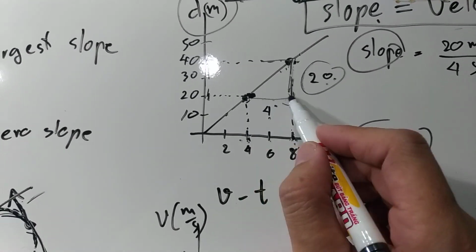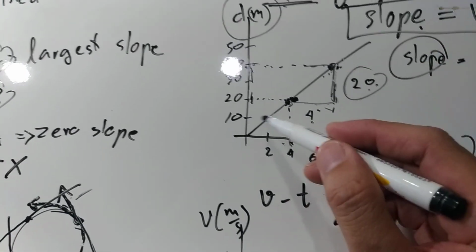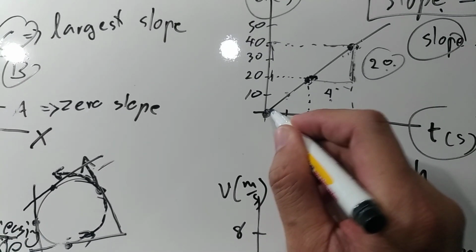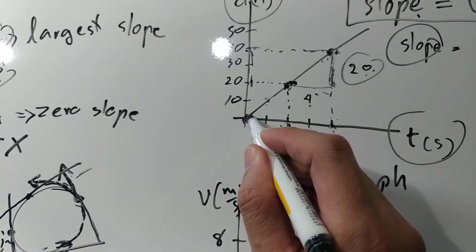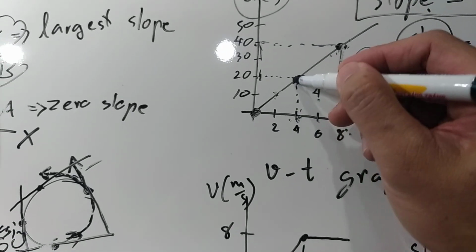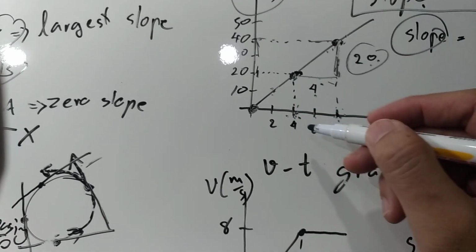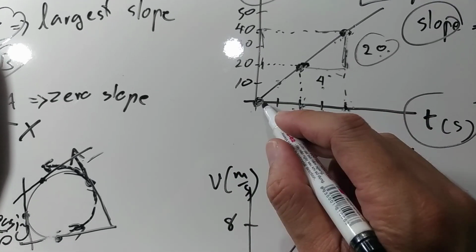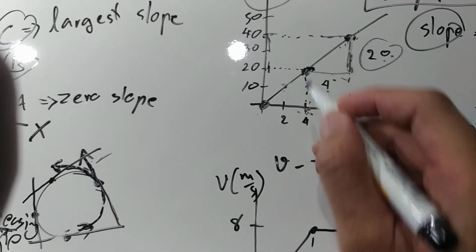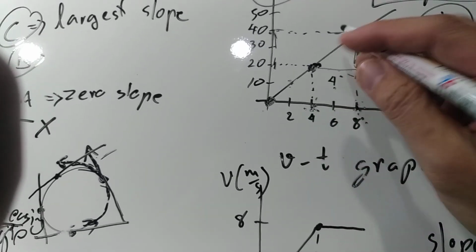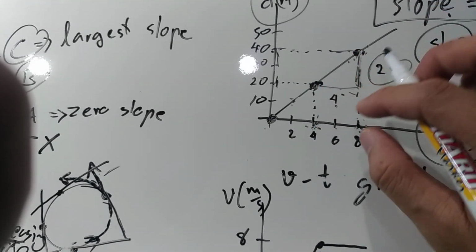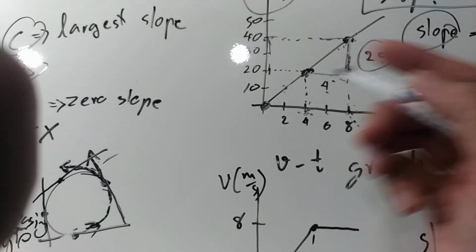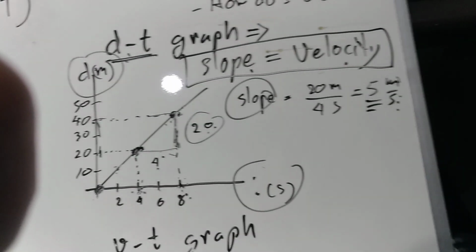So you can convince yourself by looking at this. Just take any 2 points. It doesn't have to be the points I chose. You can choose 0, 0, which is the easiest one. So choose 0, 0 and choose this point right here, 4 and 20. So you start from 0, 0 and then you go to 20 meters in 4 seconds. So the rise will be 20. The run will be 4. So 20 over 4 is the same as 5.